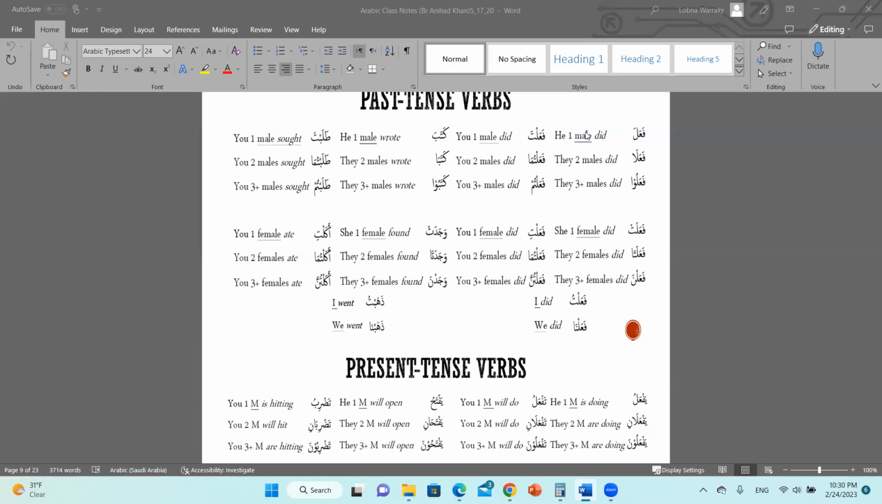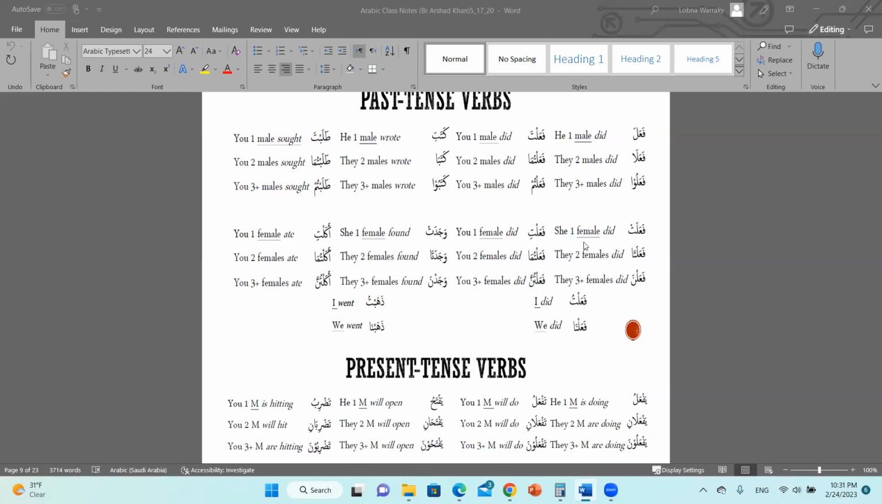So this is for the past tense. Inshallah, in class, if I say sakantu fil bayt, I lived in the house. If I say sakanna fi hayy al-matar, sakanna is we lived in the airport area.